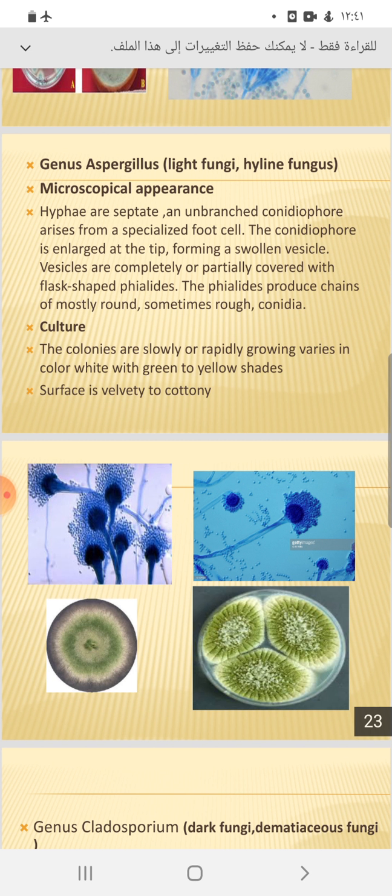For the cultural characteristics or the colony morphology, on the Sabouraud dextrose agar, the colonies of Aspergillus are slow or rapidly growing, and vary in color, could be white with green or yellow shades. Usually it appears yellowish green or yellow to green in color.